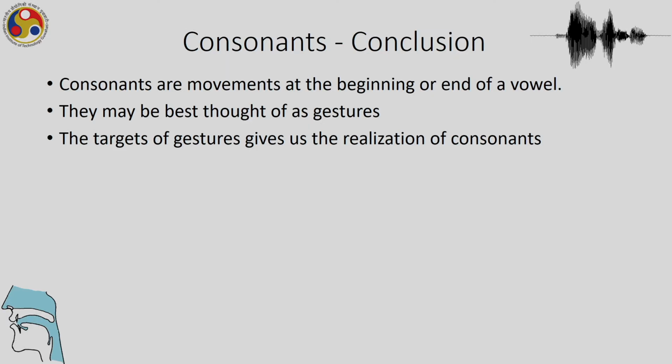And coming now to the conclusion, consonants are movements at the beginning or end of a vowel, because consonants by themselves do not occur. There has to be a vowel. So the vowels are sort of the main parts of a word, and the consonants can be sort of gestures which move from a neutral state to another position. So that is one way of looking at consonants.